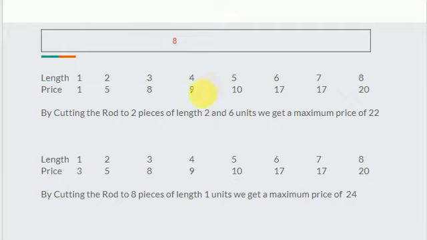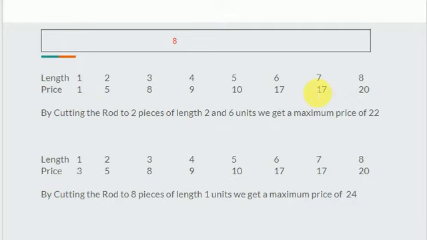4 comma 4, 9 plus 9, 18 rupees. 5 comma 3, I can cut the rod to 5 units and the leftover rod length will be 3 units. By selling 5 units I will get 10 rupees, by selling 3 units I will get 8 rupees. 10 plus 8, 18 rupees. Now 6 comma 2, I can cut the rod to 6 units, leftover will be 2 units. By selling 6 units I will get 17 rupees, by selling 2 units I will get 5 rupees, 22. Then I can cut the rod to 7 units and leftover will be 1 unit, 17 rupees plus 1 rupee, 18 rupees.